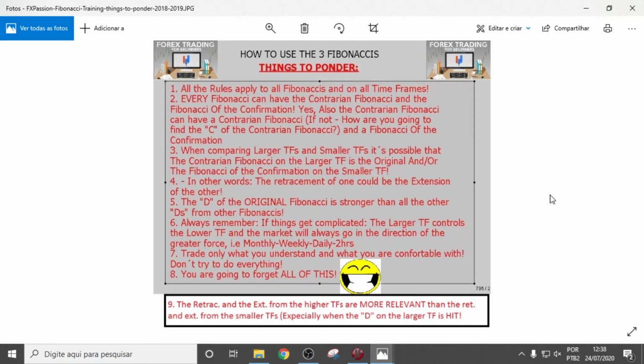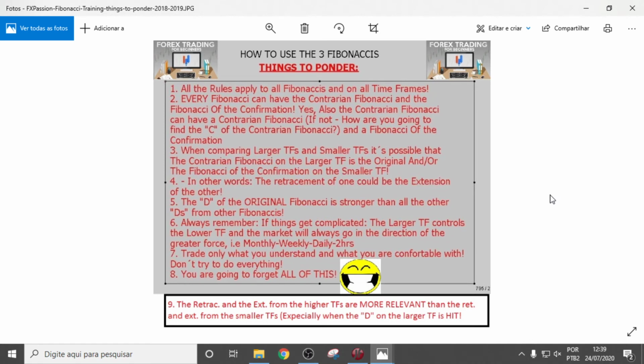So take a screenshot also of this slide. You are welcome, Patak. Number 2, every Fibonacci can have the contrarian Fibonacci and the Fibonacci of the confirmation. And yes, also the contrarian Fibonacci can have a contrarian Fibonacci. If not, how are you going to find the confirmation on the contrarian Fibonacci and the Fibonacci of the confirmation? Number 3, when comparing larger time frames and smaller time frames, it's possible that the contrarian Fibonacci on the larger time frame equals the original Fibonacci and or the Fibonacci of the confirmation on the smaller time frames.